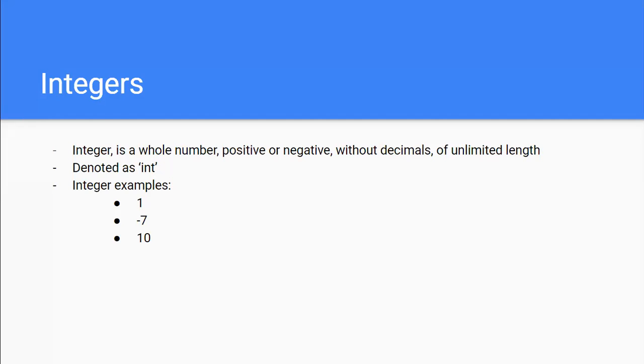All right, let's move on to integers now. Integers are whole numbers, both positive or negative, without decimals of unlimited length. It's important to note that integers cannot have any decimal points. It's just purely a number with no decimal points, whole numbers. This is a huge difference between integers and floating point numbers. Their integers are denoted as int. Some examples of integers include 1, -7, 10.